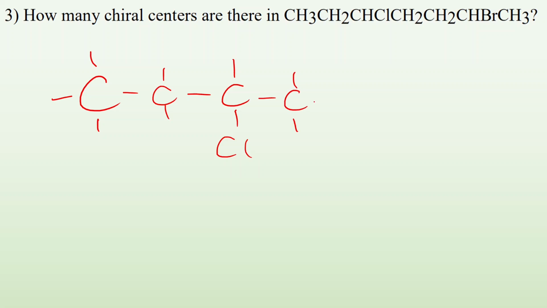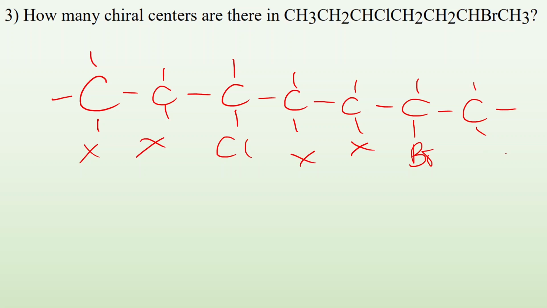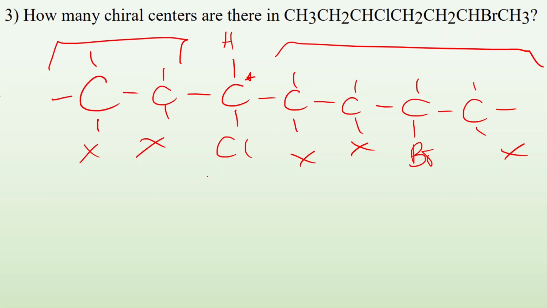Bonded to a CH2, bonded to a CH2, bonded to a CHBr, bonded to a CH3. So definitely not chiral, definitely not chiral, definitely not, definitely not, because it's got more than 1 hydrogen. But let's take a look at this carbon. So on this carbon, we have a hydrogen, we have a chlorine, we have a 2 carbon group, and we have a 4 carbon group over there. So this is definitely 1 chiral center.